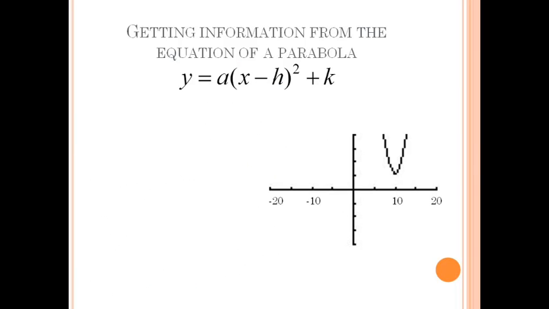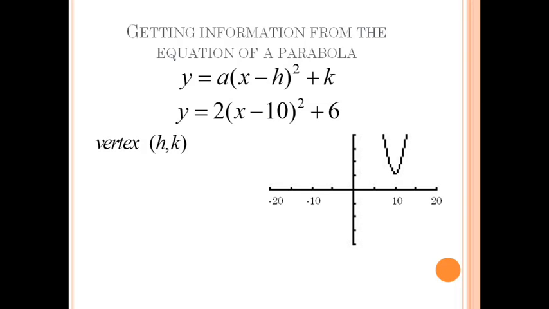Now, if we're given an equation, then we can get some information off of the equation. For example, if we have y equals 2 times (x minus 10) squared plus 6, we can simply pull off the vertex, which is (h, k). 10 is our h, k is 6. There's our vertex. Notice on the graph, the units are 5, 10, 15, 20.